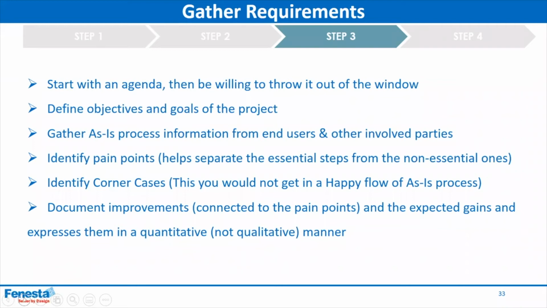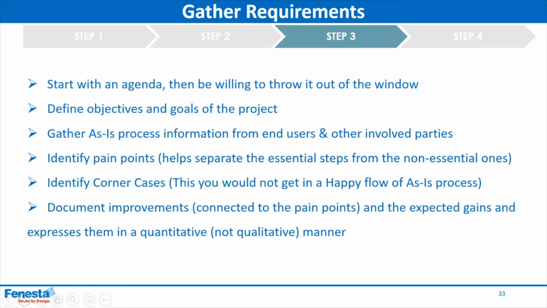Solutioning can be done later on, but at this step, just think about what kind of objectives and goals you have for the project. Gather the as-is information. Don't try to make the to-be at that point of time itself. Just listen to what kind of pain points there would be. Identify the corner cases that would be there. Here you need to probe a lot, because people would give you a happy flow initially, but probing to the corner cases is where it becomes really important to identify.